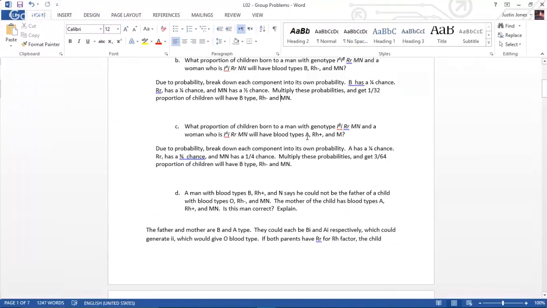So we need to look for blood type. Only mom has the A blood type. So she has to give A because dad can't give that. And then dad is going to have to not give that B. So we're going to have a quarter chance of that blood type being passed on.